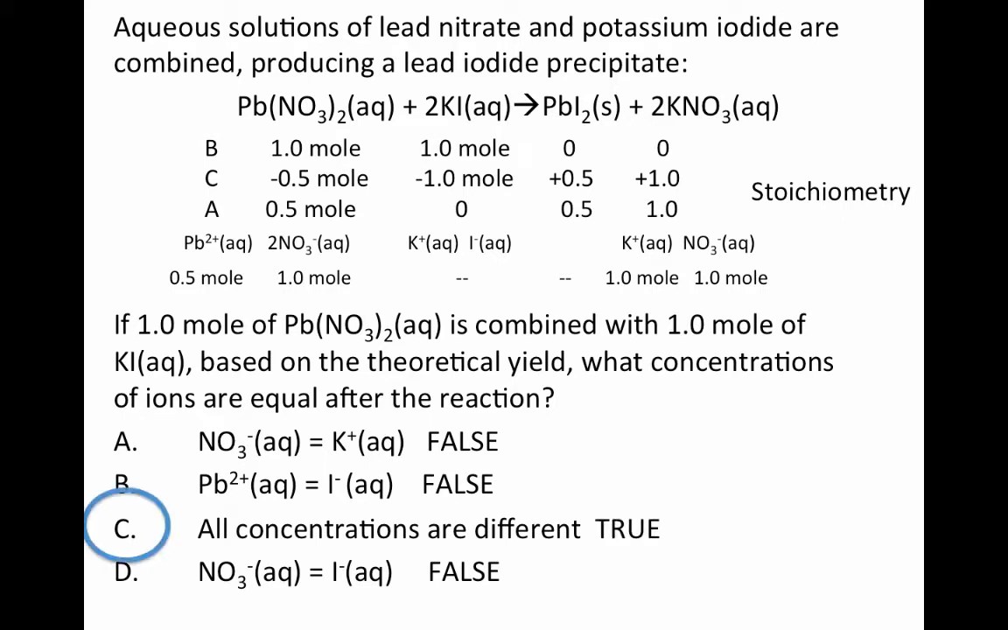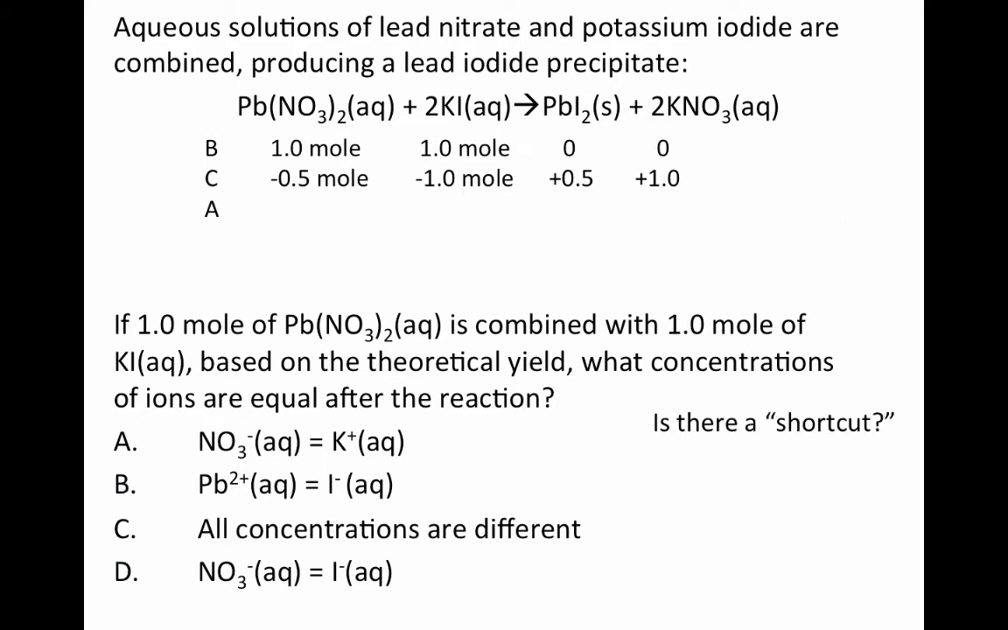We were able to keep track of this by seeing within our BCA table what we were left with after the reaction, and we considered both on the reactant side and the product side what was in the beaker. You might have a different approach for this. Is there a shortcut or a different way that we can think about it?